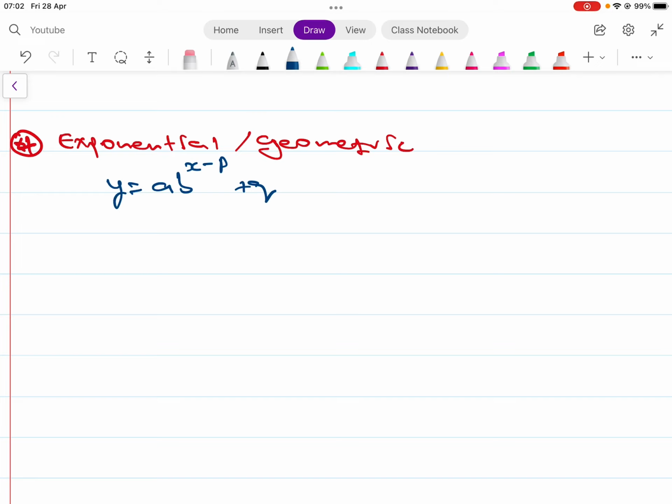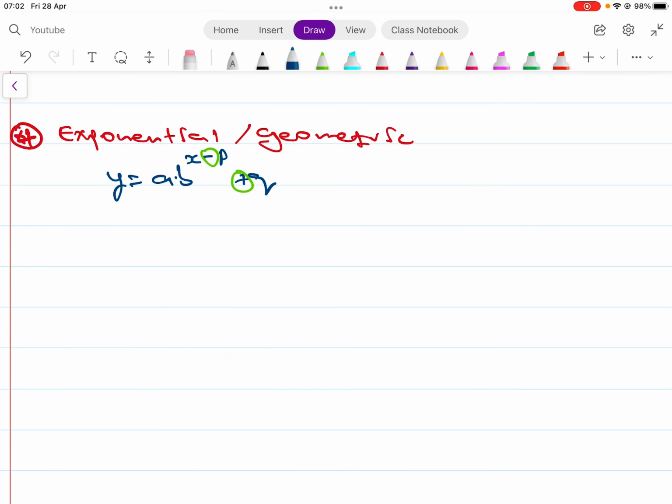So when you have it like this, again, here they can put a plus or a minus. Even here they can put a plus or a minus. It just shows the transformation of the original graph. Is it up, left, down, or to the right? One of the four, rather.